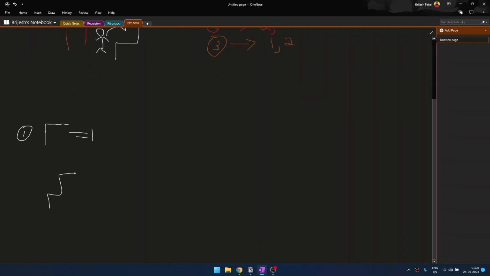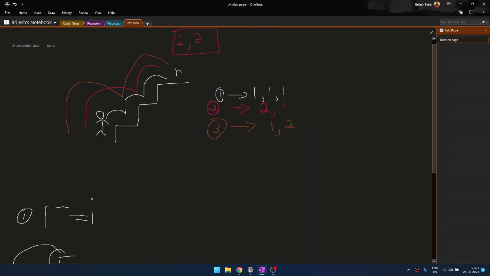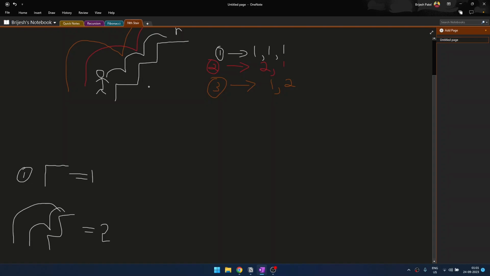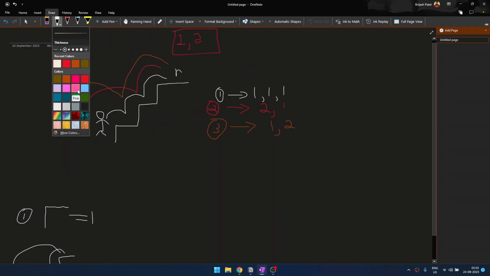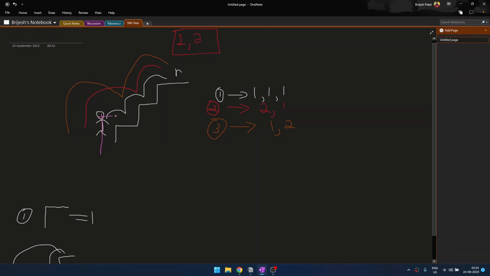But if there are two steps, then there is either one step at a time or two steps at a time. So there are two ways to do it. But the moment we move to three steps, right? Three steps looks like it's just a sum of one step plus two steps. So if you look at this much, this is the single step part. This is one step, and then we do the two step part. So climbing three steps is nothing but the sum of climbing two steps plus climbing one step.